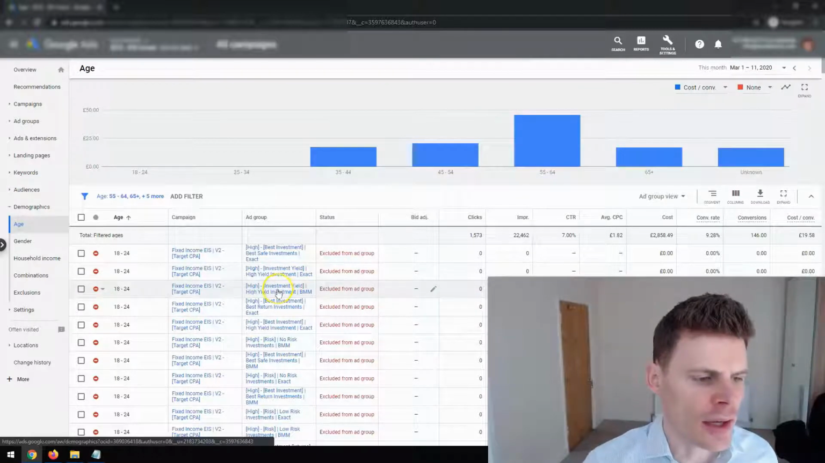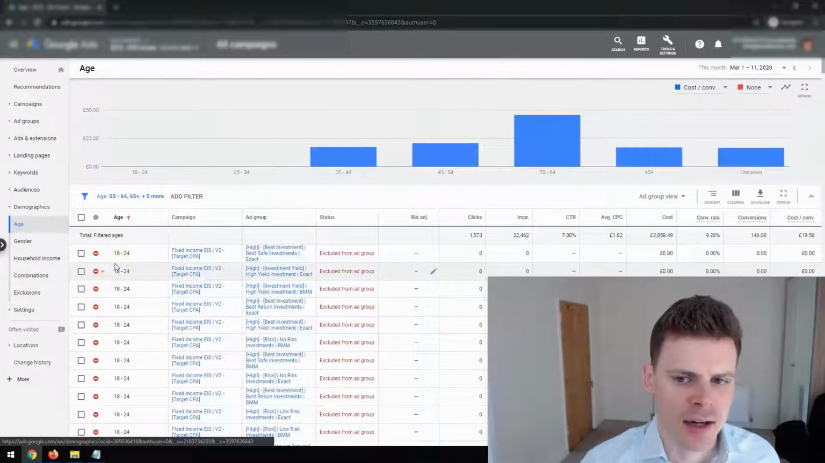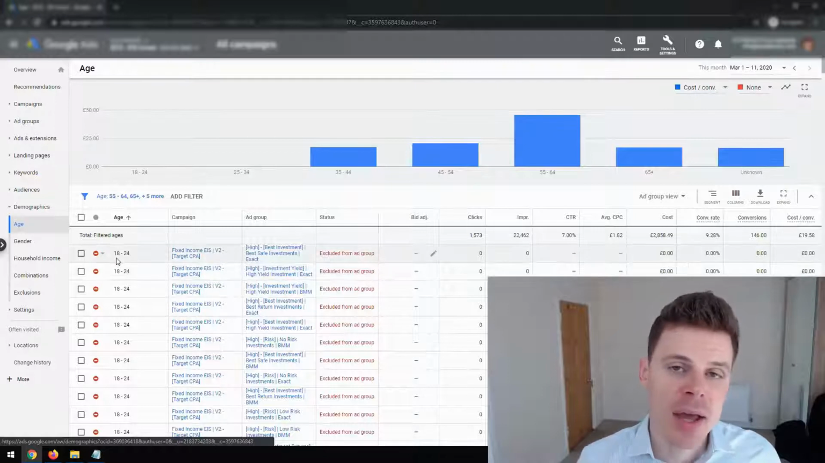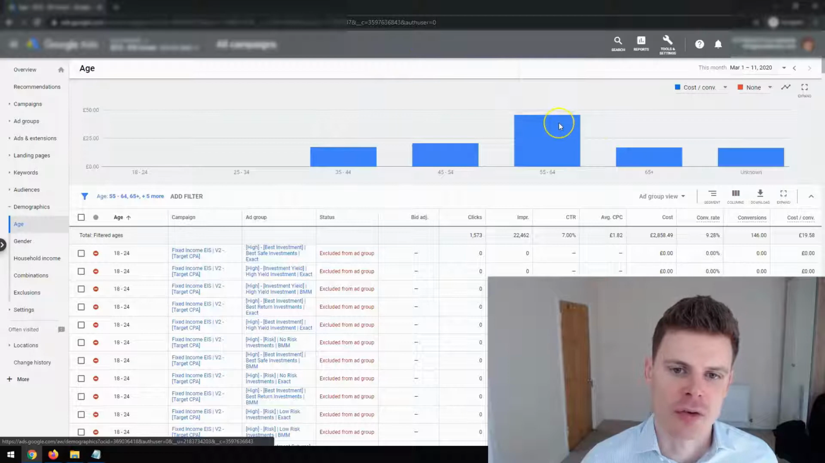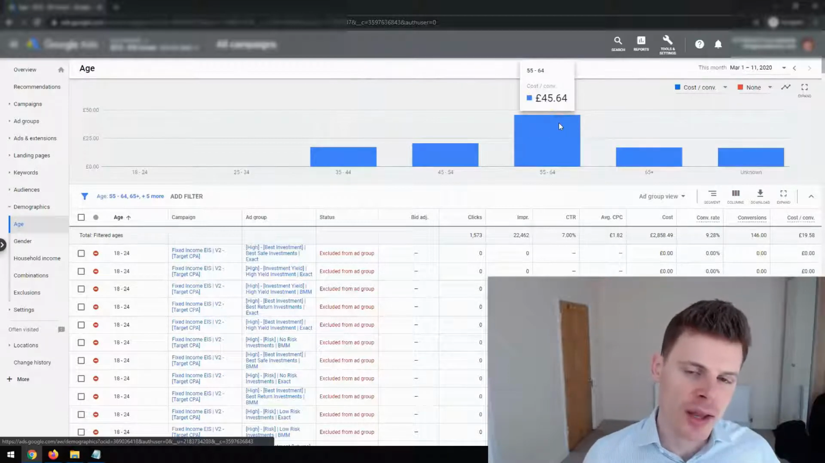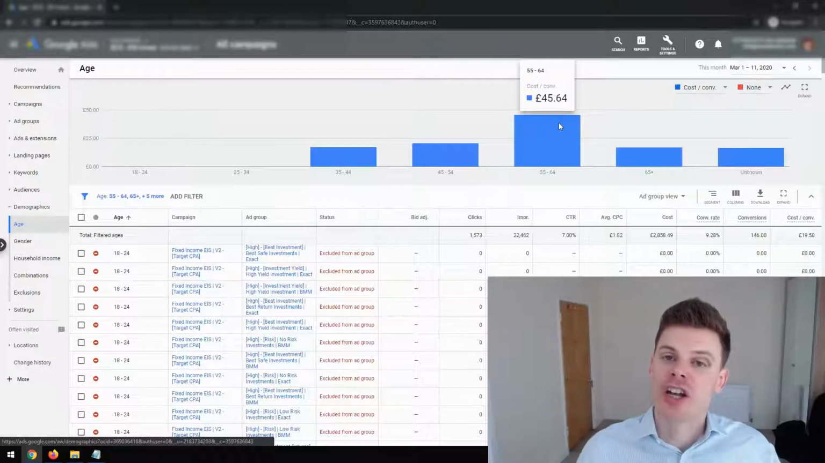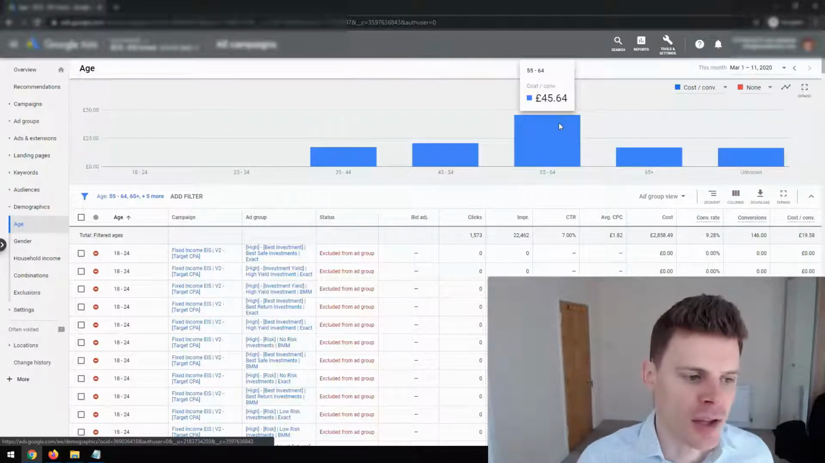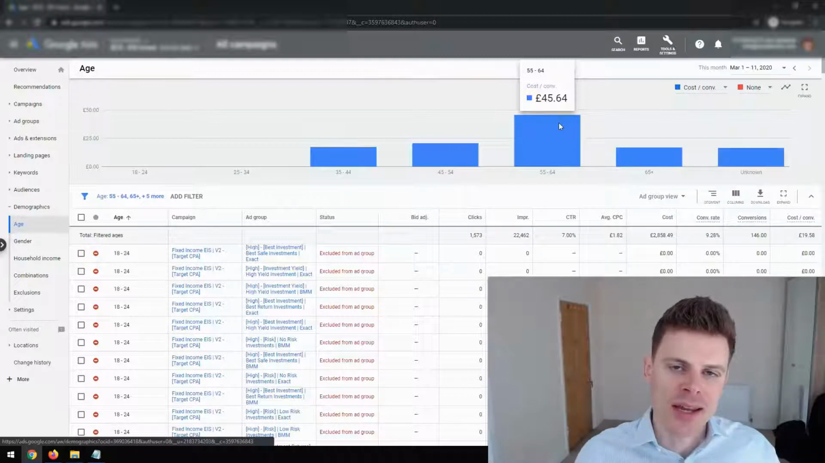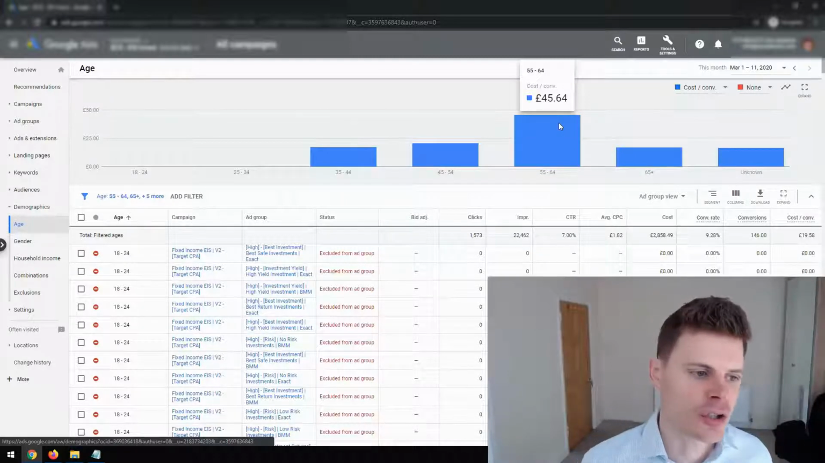So what we can do here is we can go ahead and add a bid adjustment. So we can reduce the bids for this particular group. And by reducing those bids, we're going to help to lower that average cost per conversion. Because with lower bids, we're going to be saving money on each conversion.